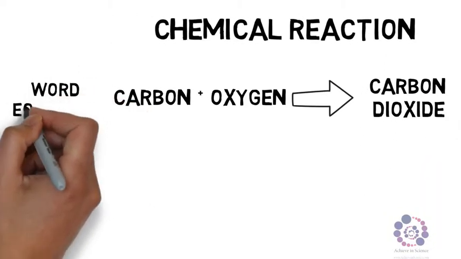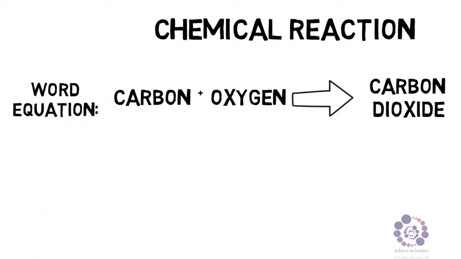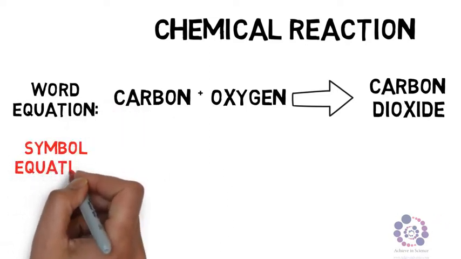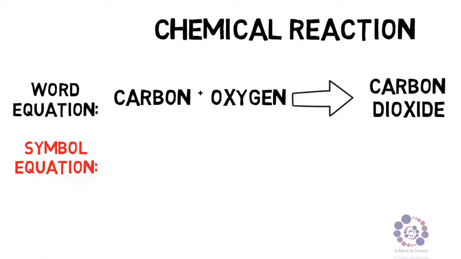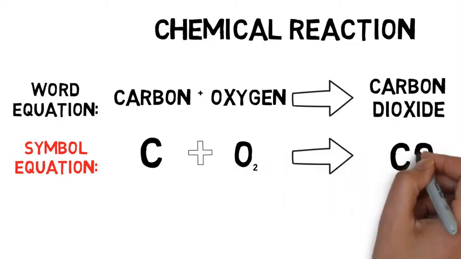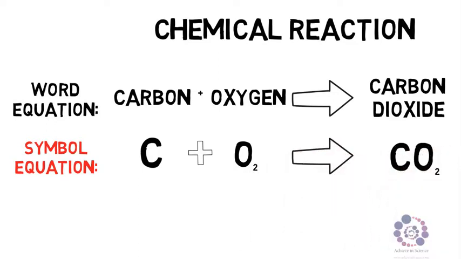We can also represent this via a symbol equation. Using the symbols of the elements from the periodic table, we find that carbon has the symbol C, oxygen goes around as a diatomic molecule, which means it goes around as a pair, so O2, and it produces CO2.